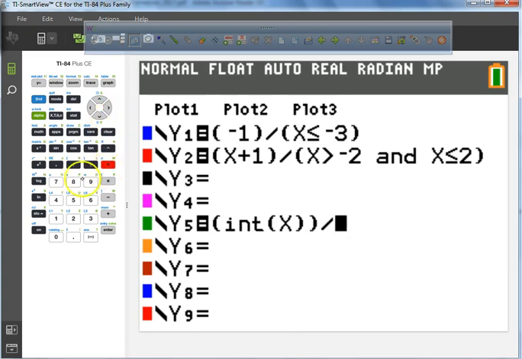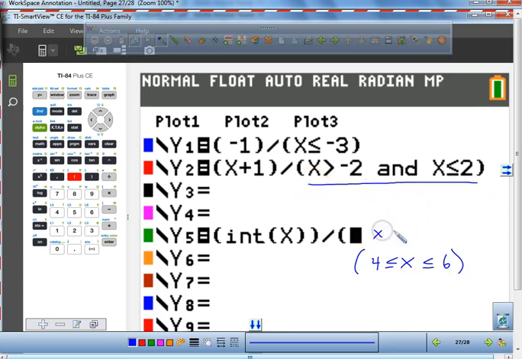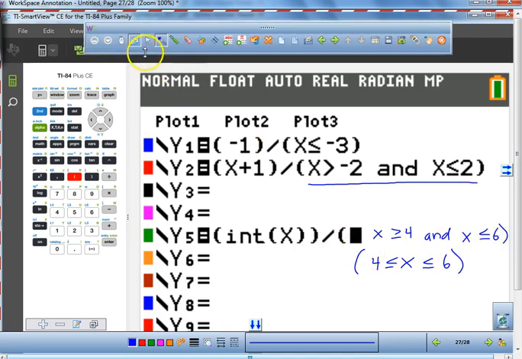hit divided by, open parentheses, and we only want what? X is between a what? 4 and a 6. We have two things. We have to write x is less than or equal to 6 and greater than or equal to 4. So what are we going to have to do? We're going to have to write a statement like this. We're going to have to say x is greater than or equal to 4 and x is less than or equal to 6. That's what you're going to have to write in the graphing calculator.